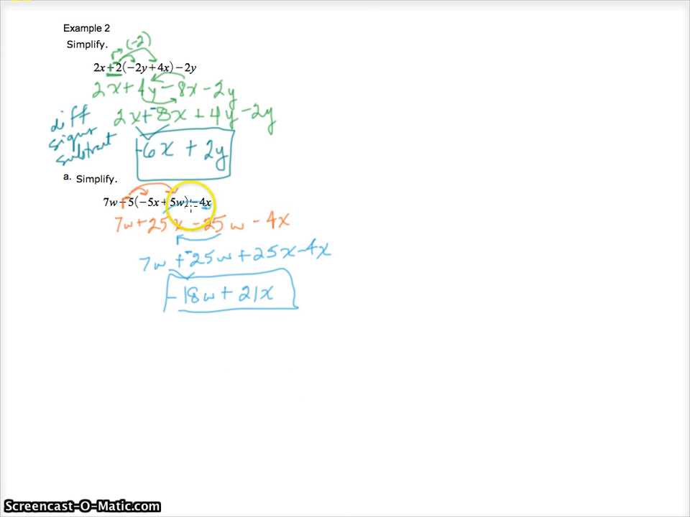So remember, when we distribute, stop at the parentheses, send your negative through, and then combine your like terms.